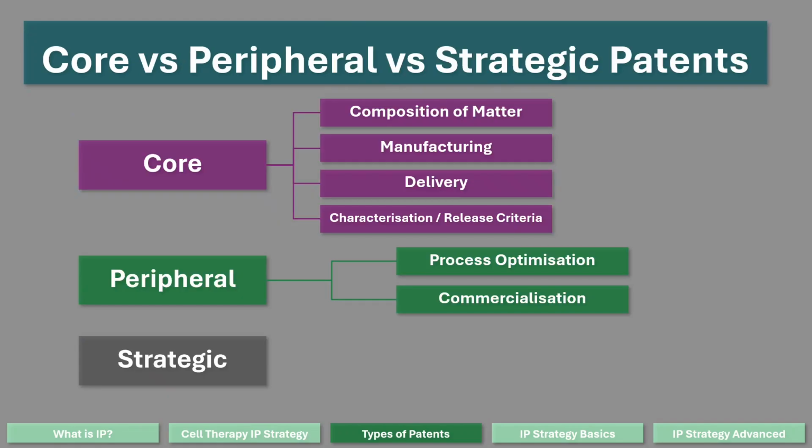Peripheral patents are patents that refine the cell product with the aim to make it more time-consuming and expensive for competitors to compete. They are filed after approval of core patents. Peripheral patents can be classified in 2 categories: process optimization patents and commercialization patents.